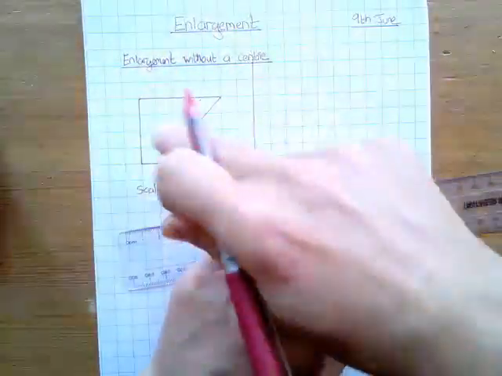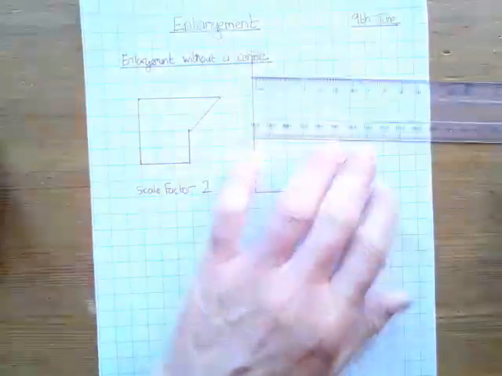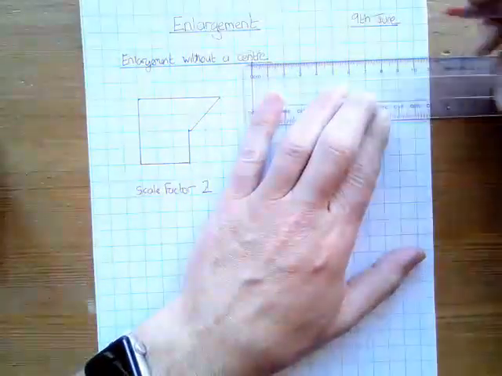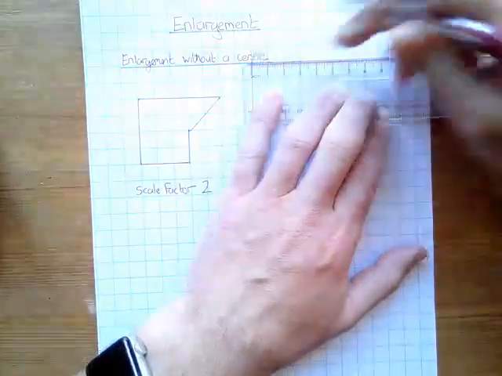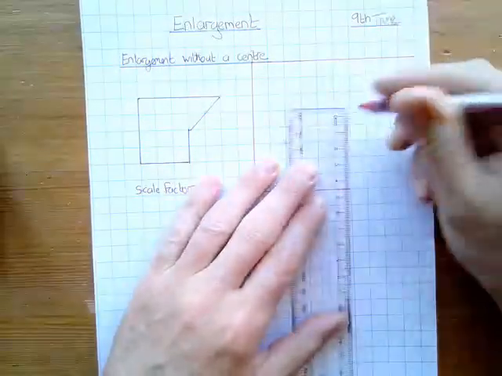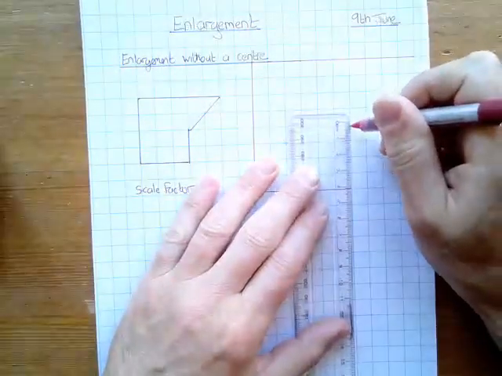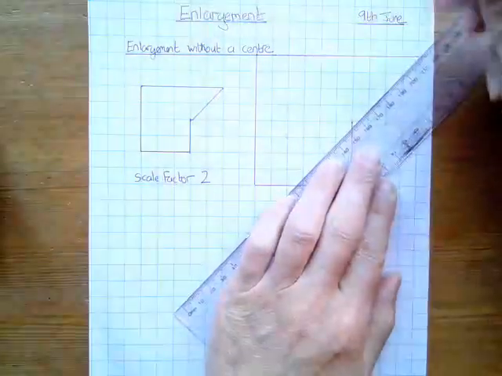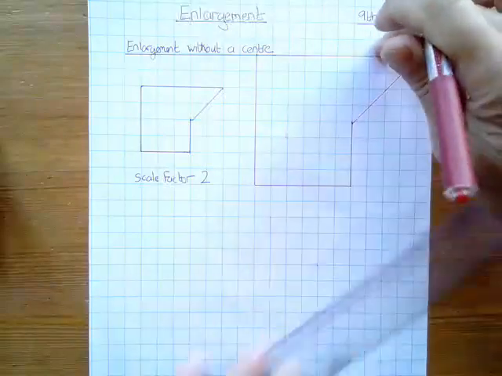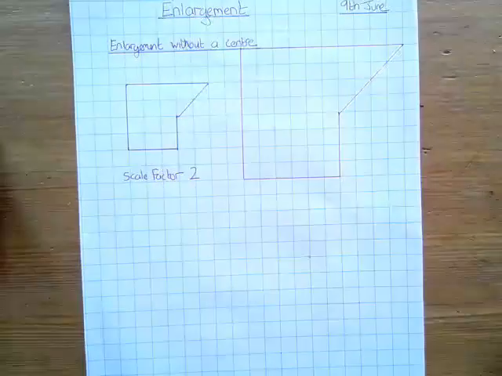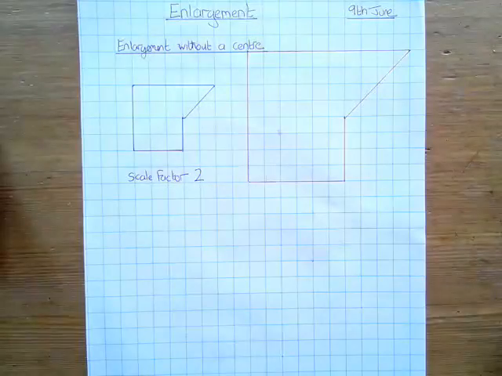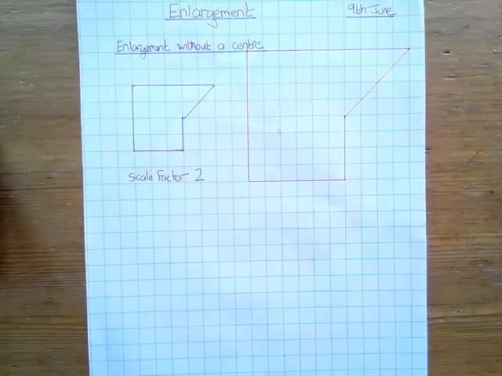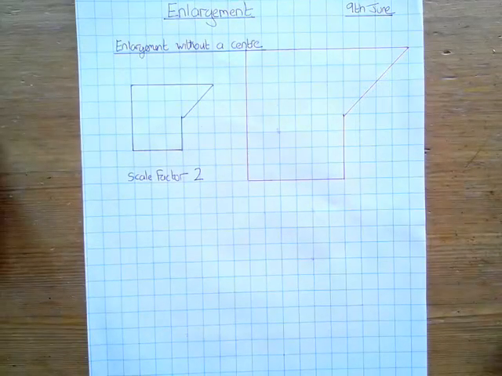Oh, this is going to be a tight fit. 1, 2, 3, 4, 5. So 5 is going to become 10. Yay, it fits just about. And then this one here was 2, so it's going to be 4. Now you can see, even when you do scale factor 2, the new version is quite a lot larger than the original. So you can imagine if I'd done scale factor 3, I wouldn't have fitted it on my page.